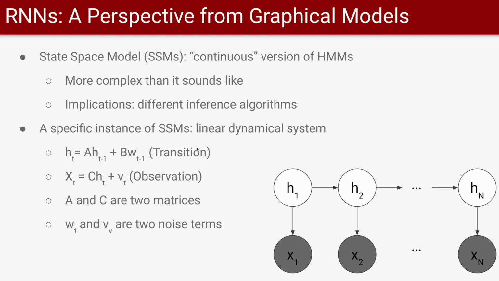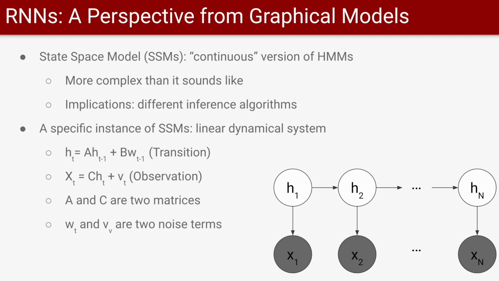So we have two equations. The first equation is: given the previous hidden variable, how do we get the next hidden variable? W here is a noise term, and A here is a matrix. This is just a counterpart of the transition matrix in hidden Markov models. And we have another equation, which is our observation model, which is: given the current hidden variable, how do we get our current observations? C here is another matrix, and V here is another noise term.